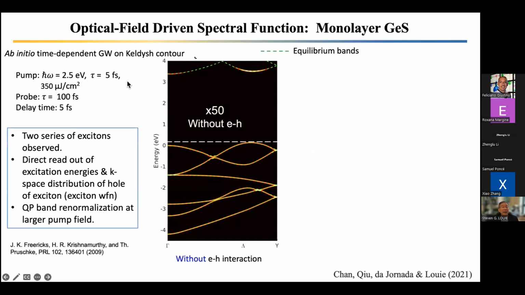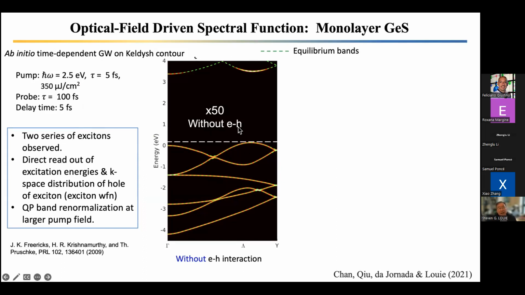So here is the example of monolayer germanium sulfide again. Here, what we do is simulate the experiment by pumping the system with an optical light at resonance with the excitation energy of the system, and then probe it later through an angle-resolved photoemission procedure at a delayed time.